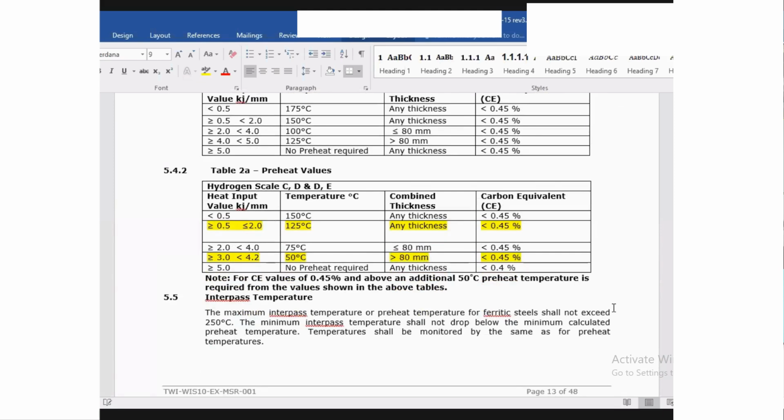All right, here, table 2A. Carbon equivalent is 0.38, fall under here, and thickness, any thickness, temperature 125, and the heat input required is 0.522. Yeah, this is the table we're looking for. Hydrogen scale C, 0.522.